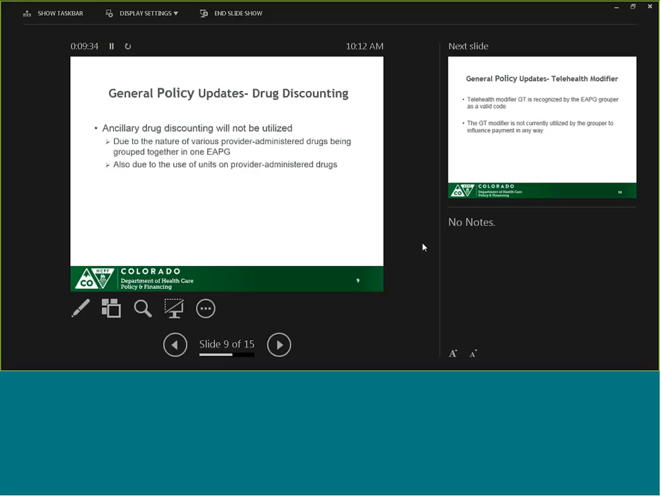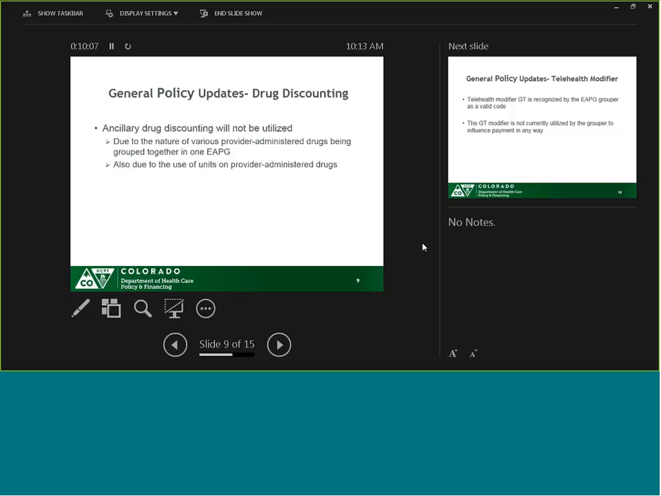Next topic is drug discounting. As a recap for one of the types of discounting that we discussed in the last meeting, repeat ancillary discounting is where you have two of the same EAPGs. The general ancillary discounting is for labs, so they'd be EAPG type 4, all labs. When you see the same EAPG of that type, one after another, then the ancillary discounting kicks in and pays at 50% for the second one.